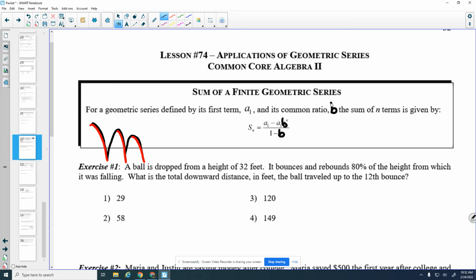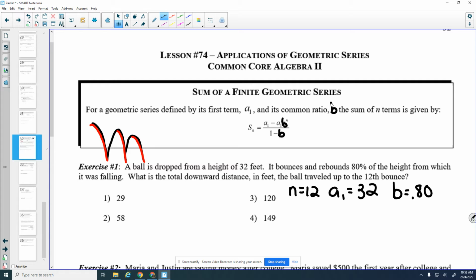Looking at our variables, we just said that the n value is 12. We're starting with 32. So the first time it falls 32 feet. So that's a sub 1. And this one, they actually give me the base. It's 80%. If we were in that exponential unit, we could have said the amount it bounces or the amount it falls decreases 20% each time. They just directly said that it rebounds 80% of its height.